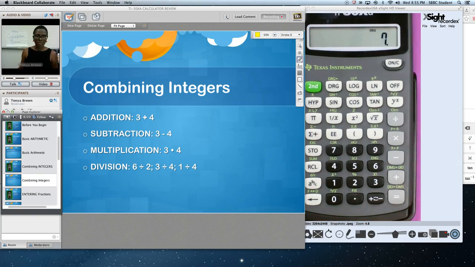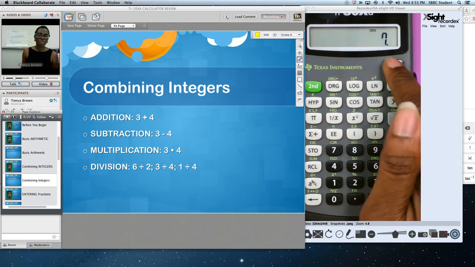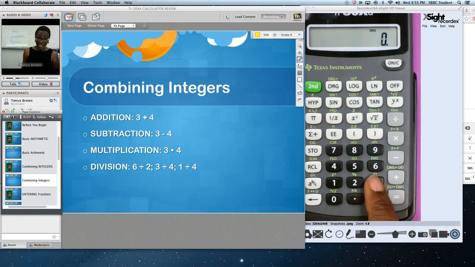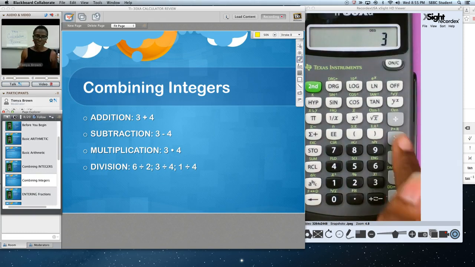We're going to clear that out. We're going to do 3 minus 4, which should give us what? -1. Press equal. What do we get? -1. All right, let's clear that out. Let's do 3 times 4. What is that going to give us? It gives us 12.